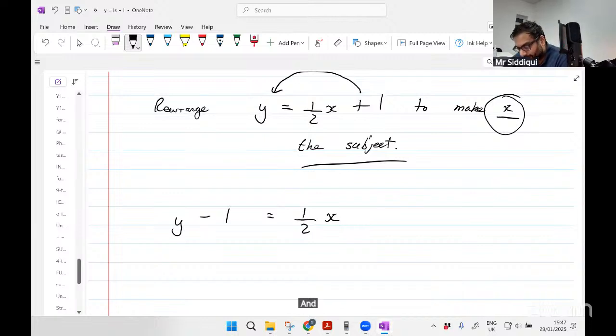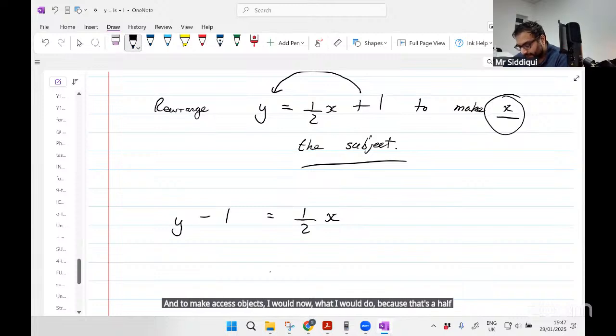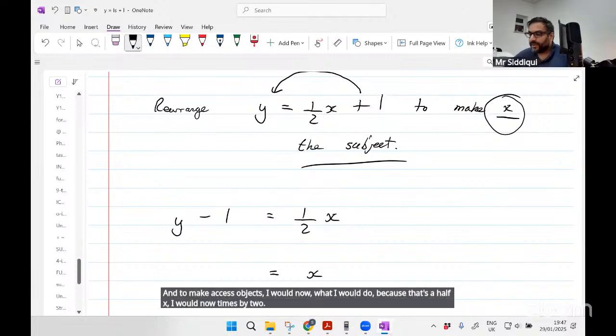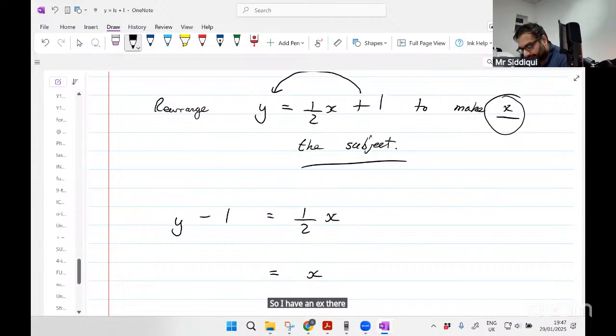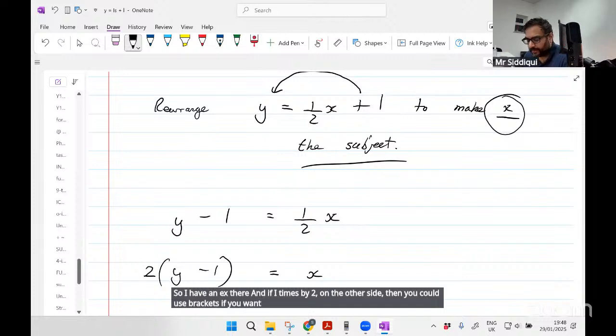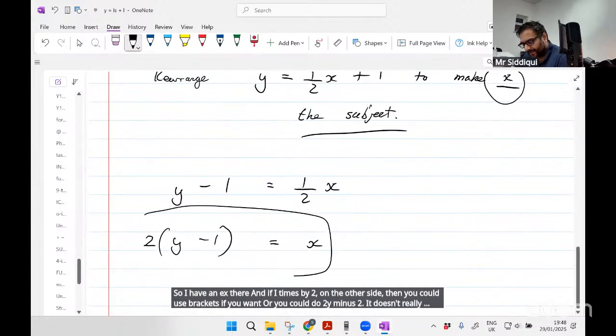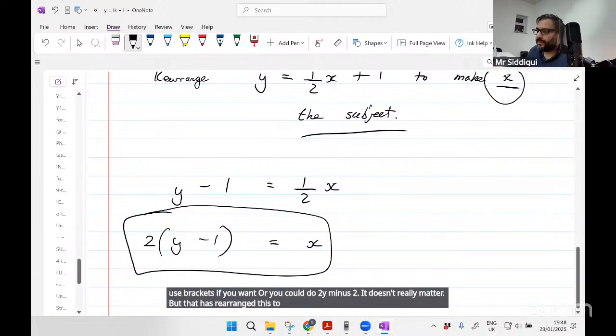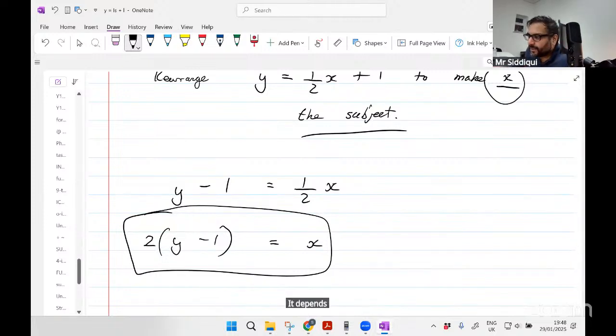And to make x the subject, what I would do, because that's a half x, I would now times by 2. So I would have an x there. And if I times by 2 on the other side, then you could use brackets if you want, or you could do 2y minus 2. It doesn't really matter. But that has rearranged this to make x the subject. It depends what you want to do. Right, and that answers all of those questions.